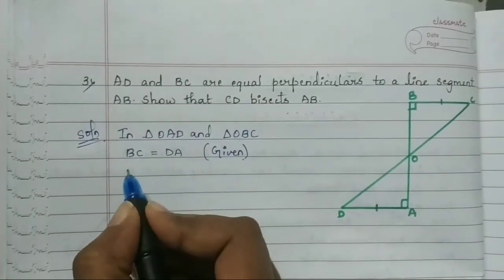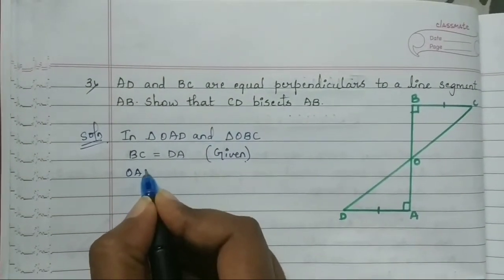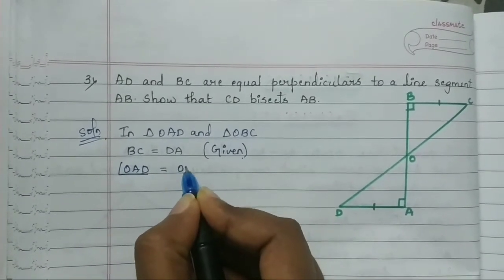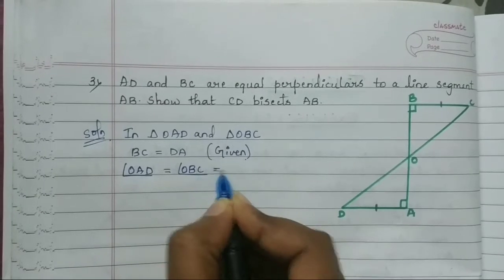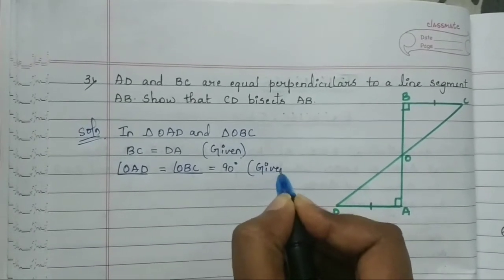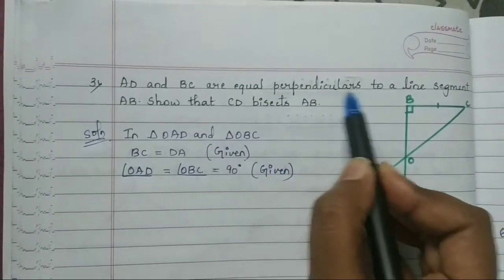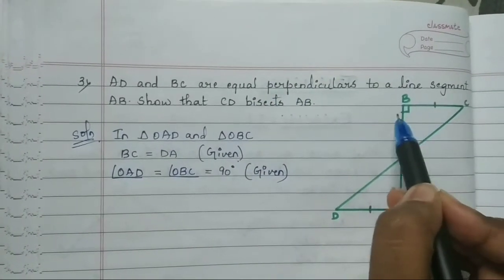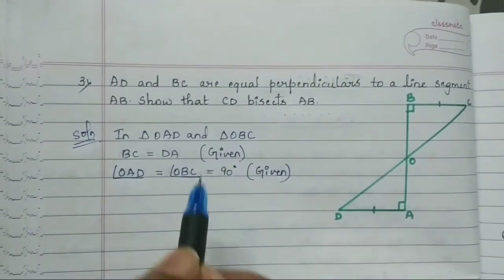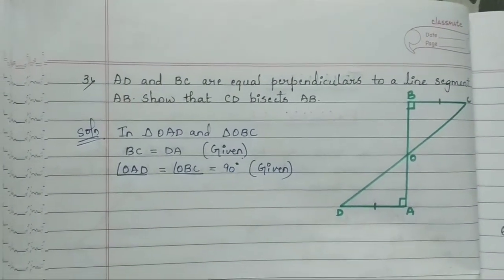Okay, so we can write this angle OAD is equal to angle OBC, which is equal to 90 degrees. Even this is given in the question. How is it given? Perpendicular. Perpendicular is nothing but when it is 90 degrees, it is called perpendicular. Okay. So we got these two things.